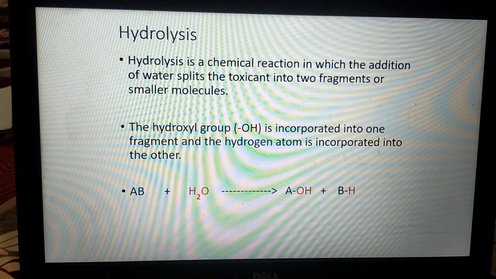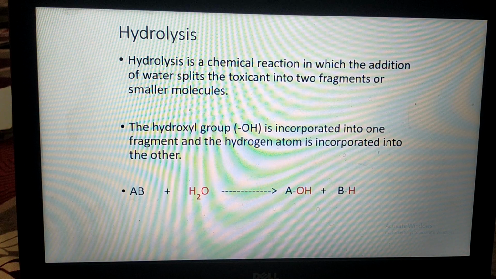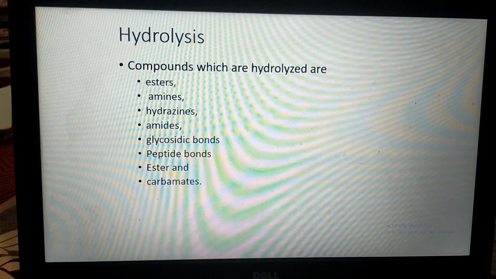Then the xenobiotic or toxic compound is also broken down into two small fragments. For example, A is converted to A and B. Now OH group is added to one of the smaller fragments and H is added to another fragment. So in this way hydrolysis takes place. A large amount of compounds are hydrolyzed by this process.